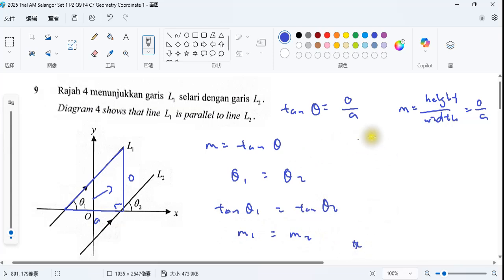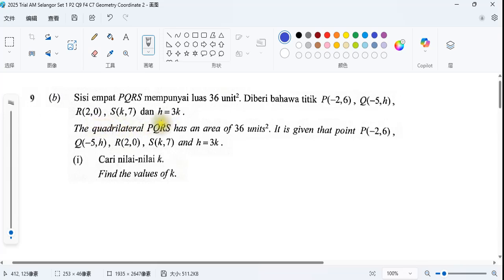Okay, part B. Quadrilateral PQRS has an area of 36. P is this, Q is this, R is this, S is this, and H equals 3K. I will change the Q as negative 5, 3K instead of getting two equations and doing simultaneous equations. I straight change here.